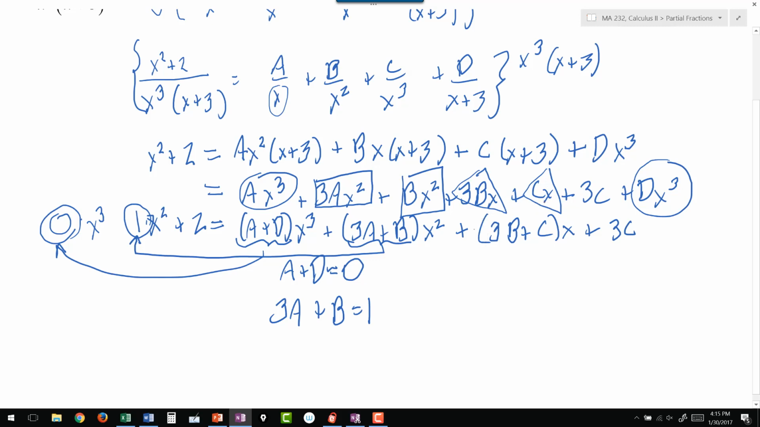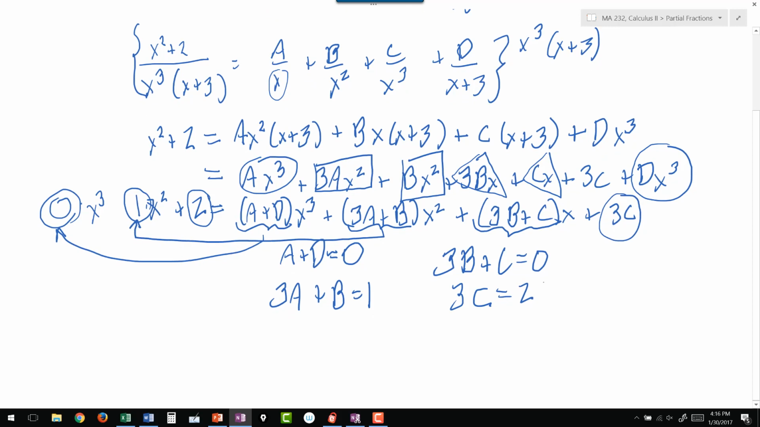And now, like the x cubed term, I have a 3b plus c on the right, but there is no x term on the left. That means the 3b plus c has to be 0. And then finally, my constant term 3c has to equal the constant term on the left, and that constant term on the left is just a 2. So I get 3c is equal to 2. That leaves me with 4 equations and 4 unknowns.